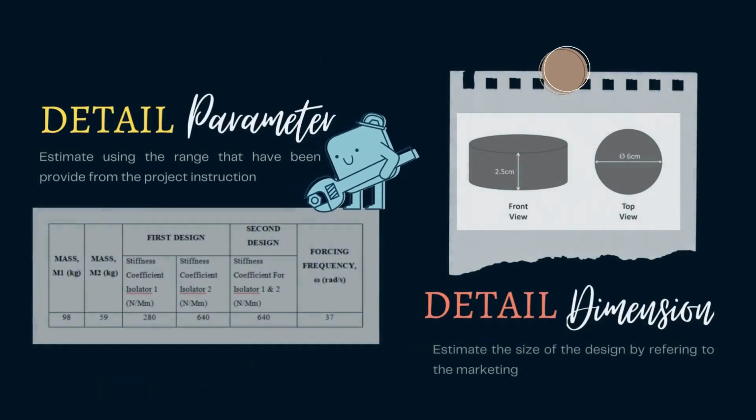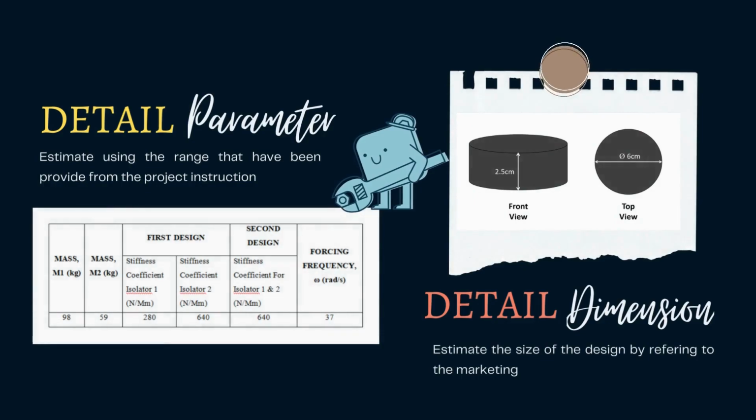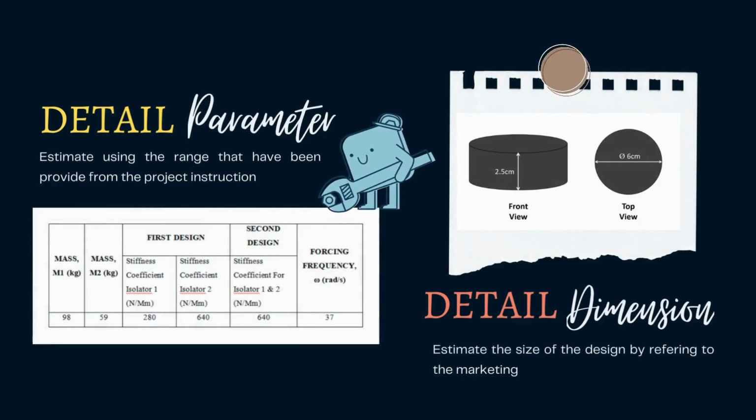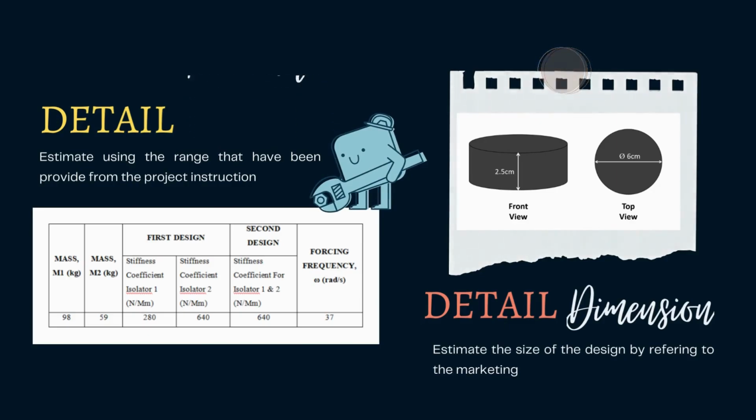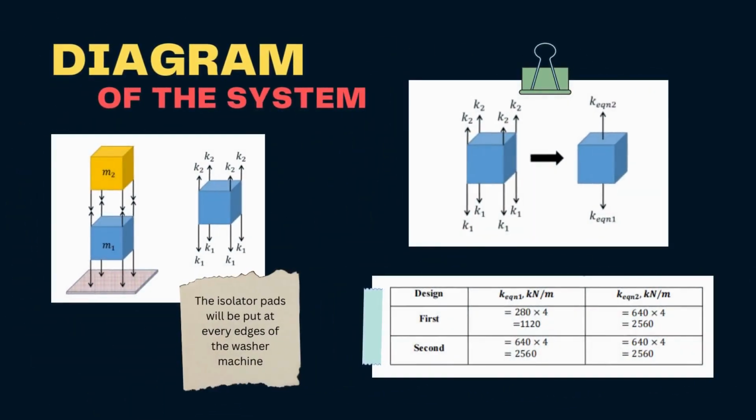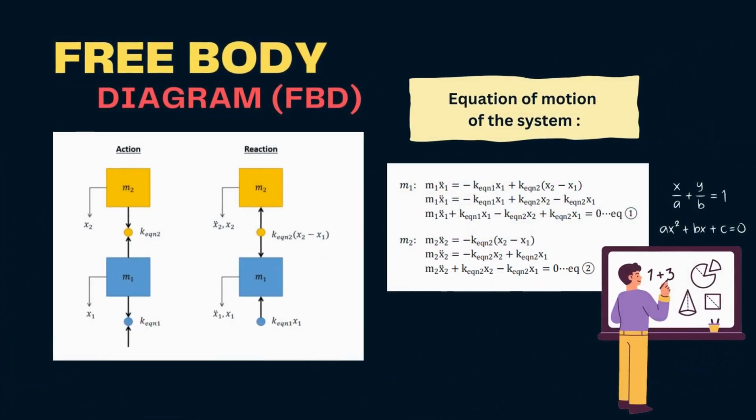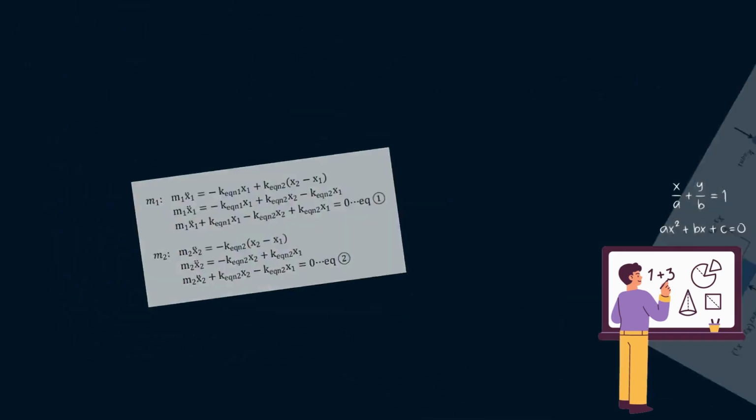In the detailed dimension and parameter subtopic, here are the dimensions and parameters that we use to design the new vibration isolator pads. This is our diagram of the system. Based on our discussion, we agree to assume that the isolator pad will be put at every edge of the machine. Therefore, we need to find all of the values for equivalent stiffness. Next, here is the FBD of our system showing the action and also the reaction. From the FBD, we can derive the equation of motion for this system.